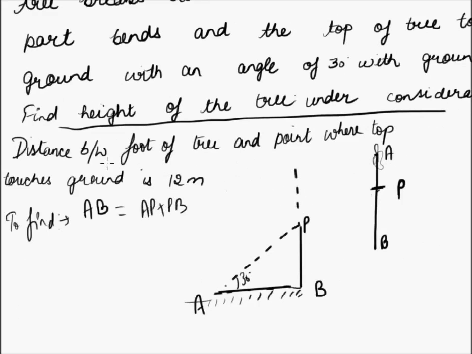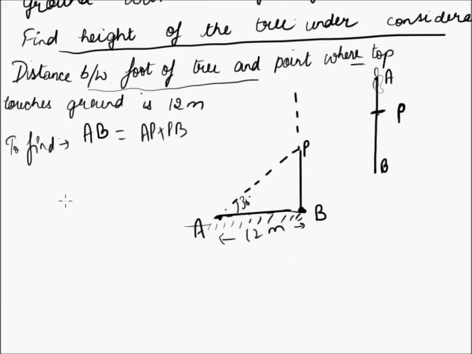Further, the distance between the foot of the tree and the point where the top touches the ground is 12 meters. This is, my dear friends, the foot of the tree. This is the point where the tree touches the ground. The distance has been given as 12 meters. So AB is 12 meters. We have to find out the height, AP plus PB.